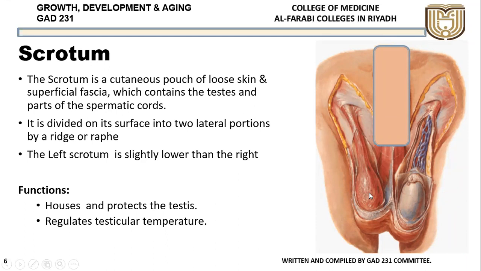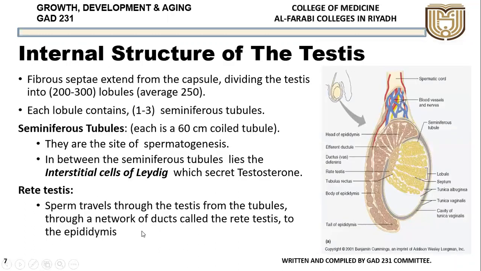So whenever the temperature lowers, the scrotum will pull the testis upwards and bring it towards the body so that the temperature can be raised. And if there is an increase in the temperature, then the scrotum will loosen so that the testis will go down and hang in the air, and it will cool down the testicular temperature. So this is how it regulates the testicular temperature, which is very important for spermatogenesis.